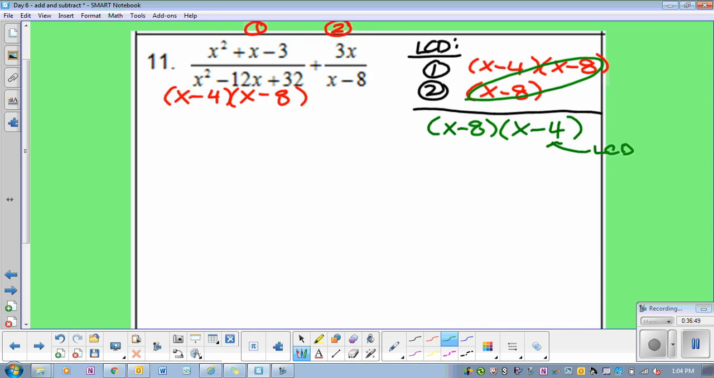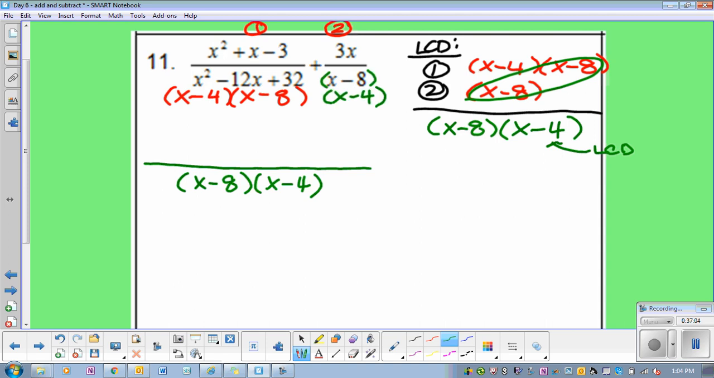All right, so look at the first fraction. Am I missing anything? No. Look at my second fraction. Am I missing anything? Yeah. What am I missing? x minus 4. Whatever you multiply on the bottom, you multiply to the top.